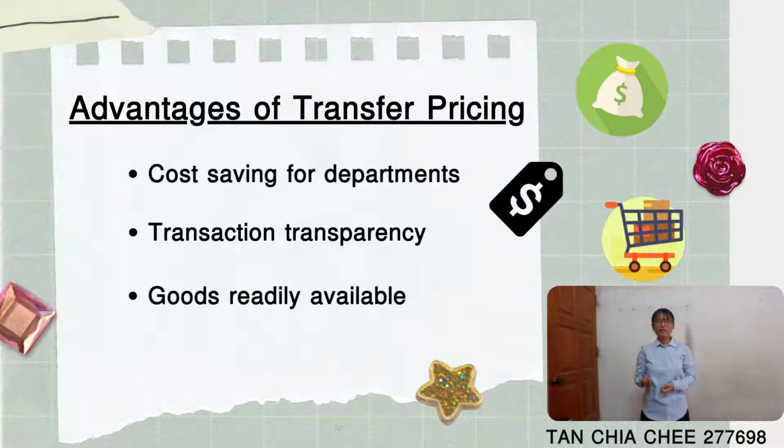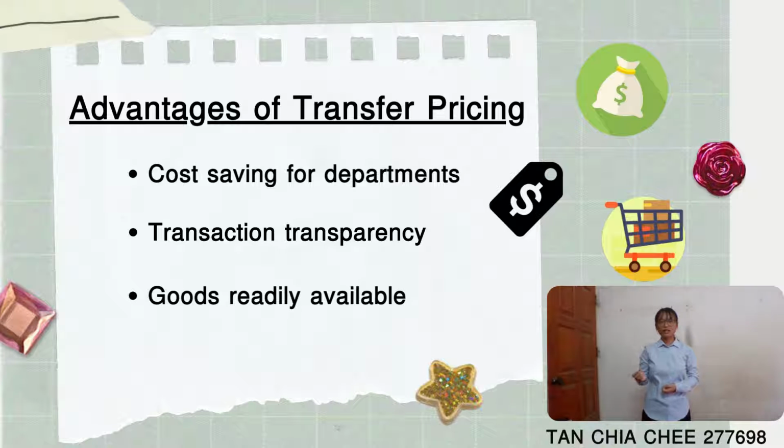For example, if a multinational company produces battery and mobile phone, the mobile phone department can purchase battery from the company's battery department, thereby saving costs for the company's mobile phone department. The second advantage of transfer pricing is transaction transparency. The transfer pricing makes the transaction between various departments transparent.